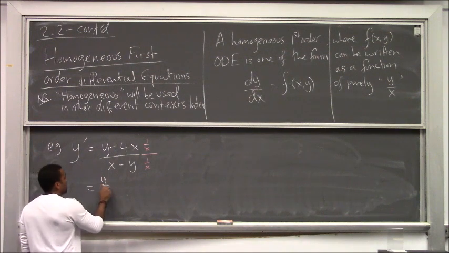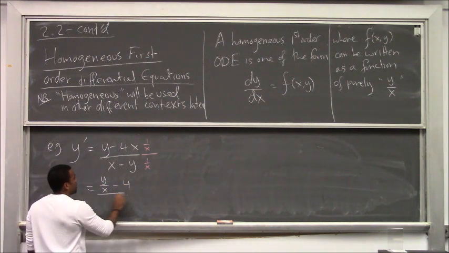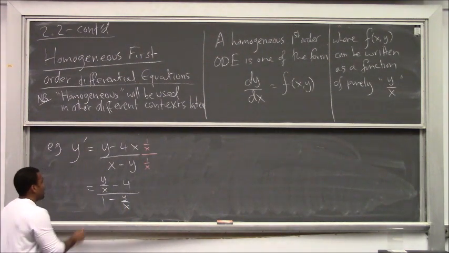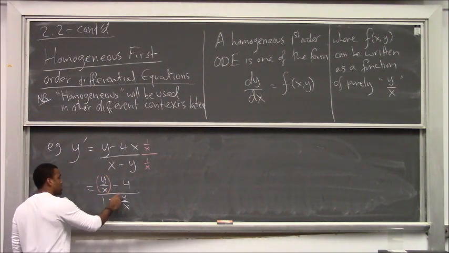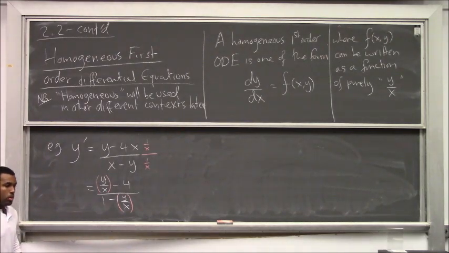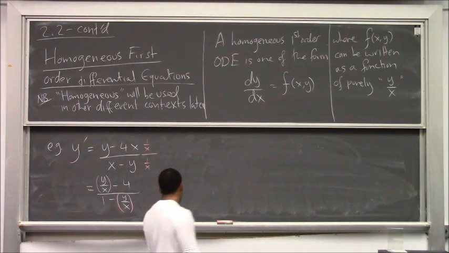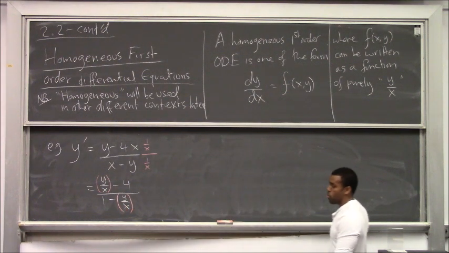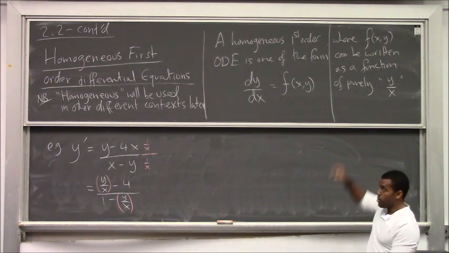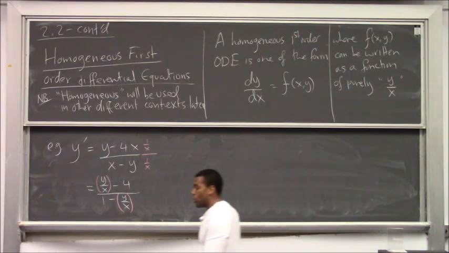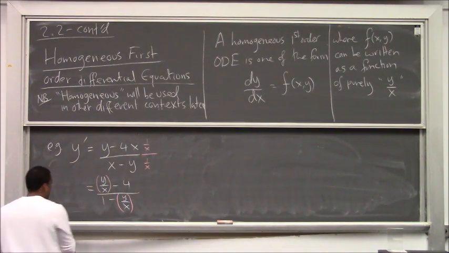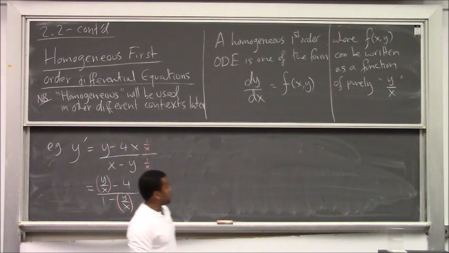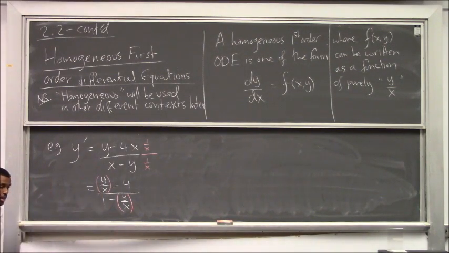This would become y over x minus 4. This would become 1 minus y over x. And now you see that y over x is the variable, and everyone else is like a constant. If I were to replace this with a variable, that would be the only variable present. They are all in the form of y over x. That's what I mean by purely in the form of y over x. This is an example of a homogeneous differential equation. It's an equation that can be written so that anything not attached to a derivative can be written as a function of y over x.